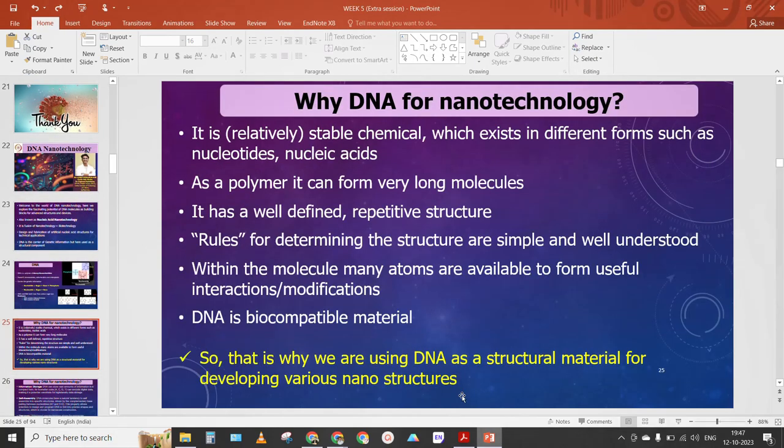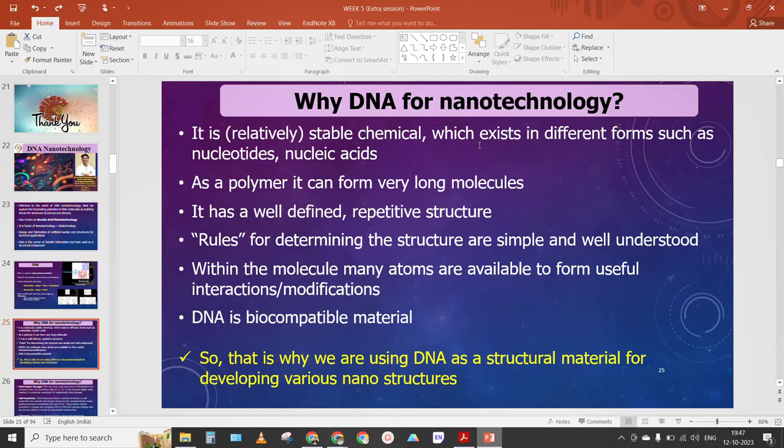Then why is DNA used for nanotechnology? It is a relatively stable chemical. We can consider DNA as a chemical here. It is a stable chemical which exists in different forms such as nucleotides and nucleic acids.